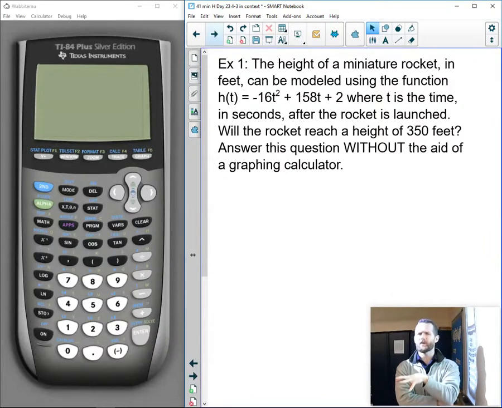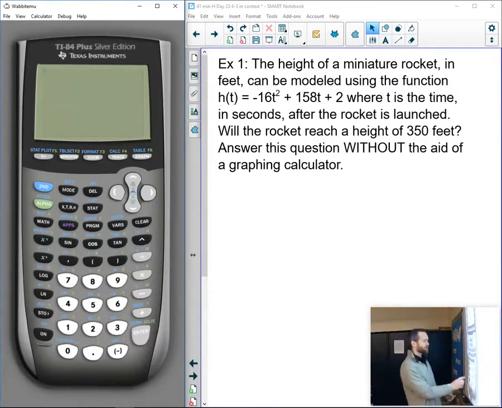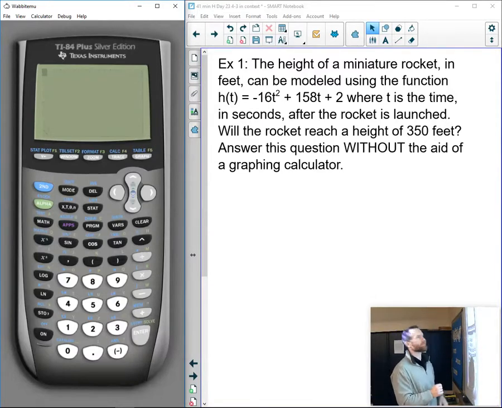So when it says without the aid of a graphing calculator, we can still use the graphing calculator to get out of there. If we need to do like 2 times 8 or something like that, not that we'd have to do that in our head. But we can use basic functions here, like addition, multiplication, exponents. We just can't use our y equals or any other graphing functions of this graphing calculator.